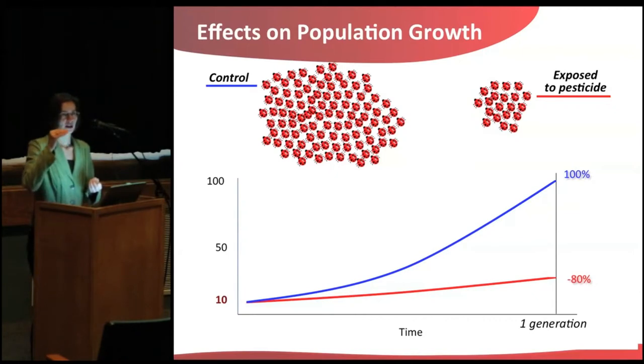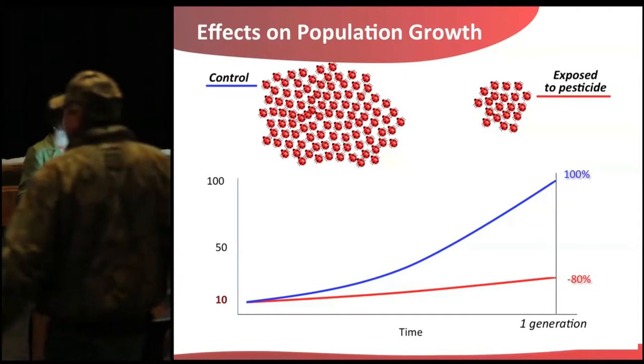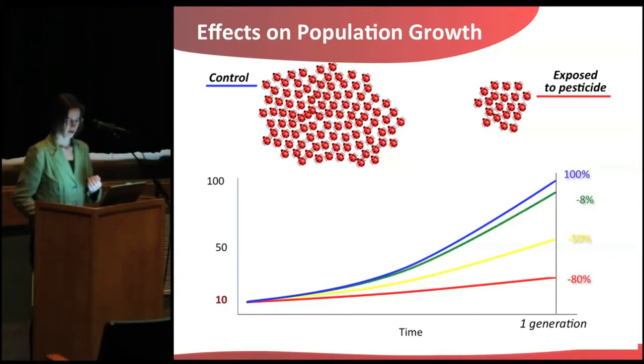And how much that difference is between the not exposed and the exposed population is how we then categorize, again, the effects of pesticides on a natural enemy. So if the reduction is 80%, then that is a harsh effect, a high impact of that pesticide on the natural enemy and so forth.